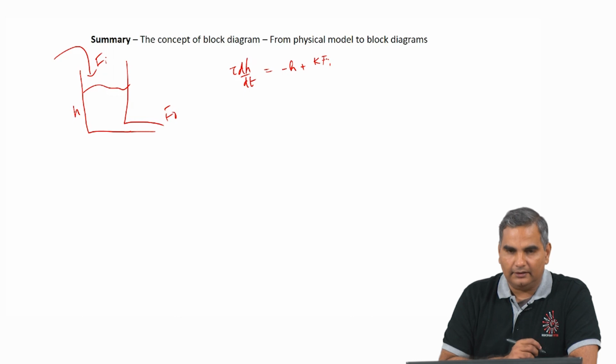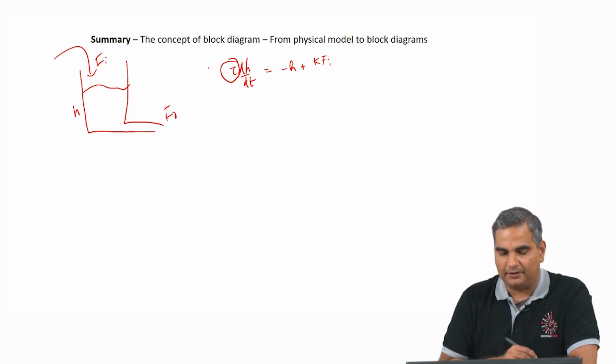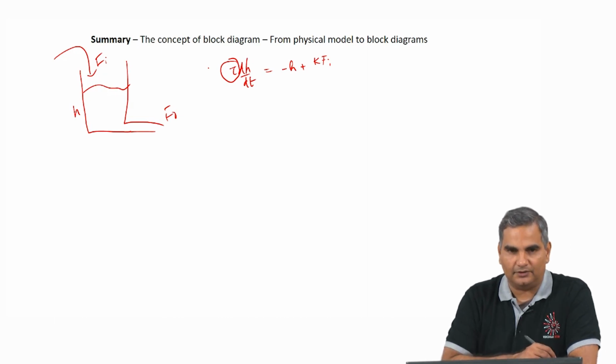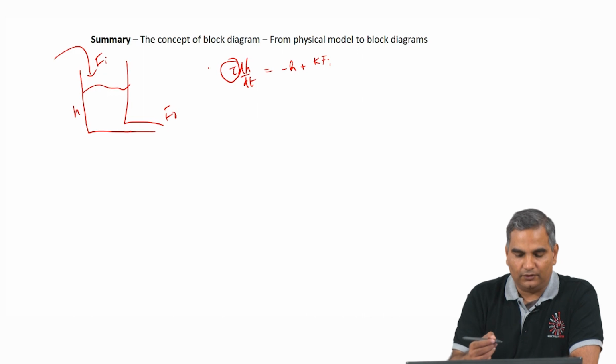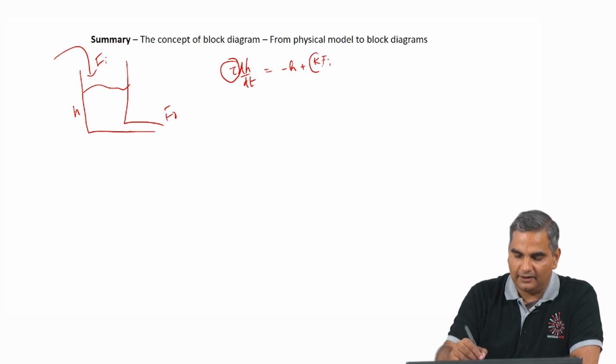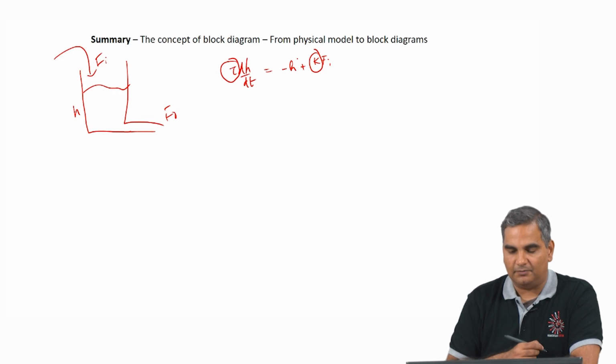Now, the thing to remember is that this tau, while it has now become a parameter in this equation, embeds all the physical parameters of this system, like area, and if you are linearizing from a nonlinear equation, then the steady state value of height and so on. And similarly, this k, which is now a parameter in this equation, also represents the same thing.